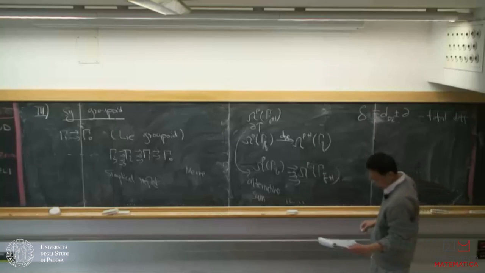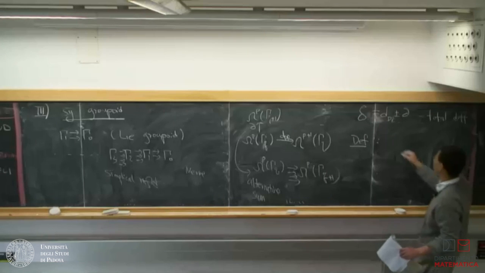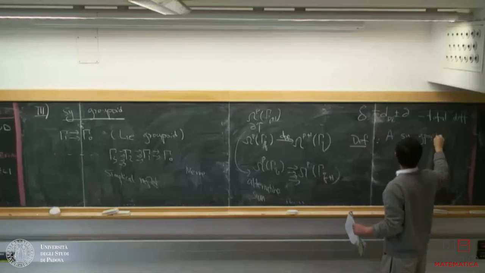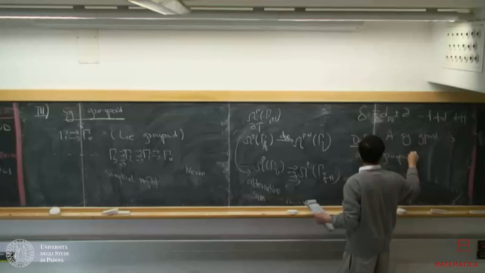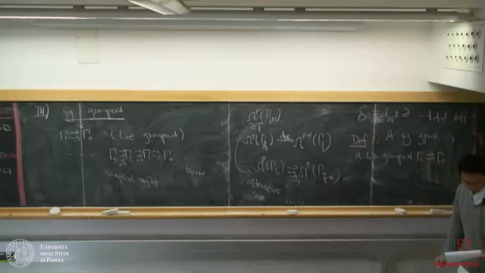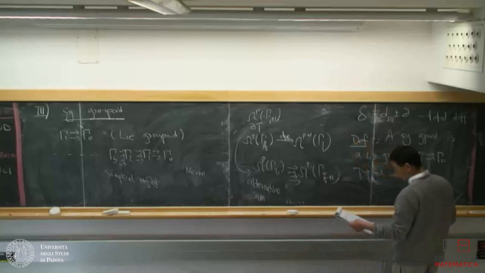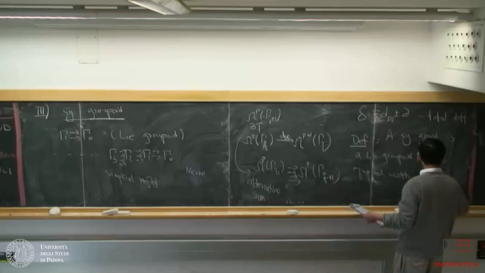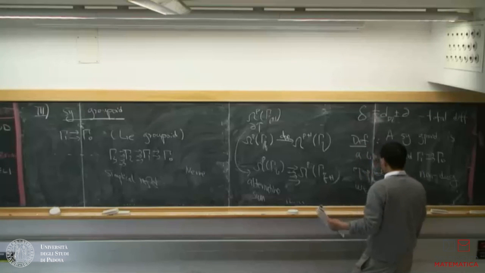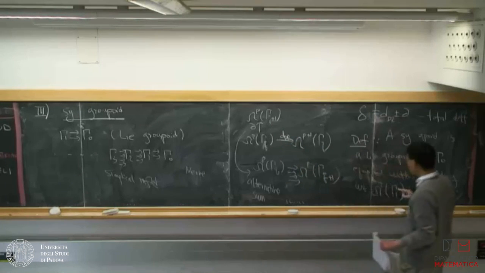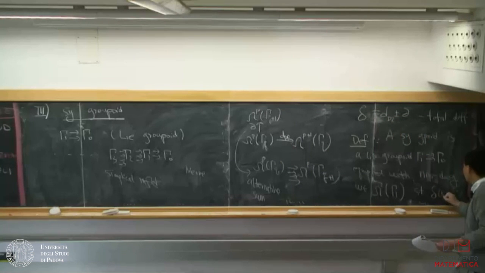And so what is a symplectic groupoid? It's very easy using this definition, and it's also very natural. A symplectic groupoid is a Lie groupoid equipped with a non-degenerate two-form omega such that the total differential of omega equals zero.